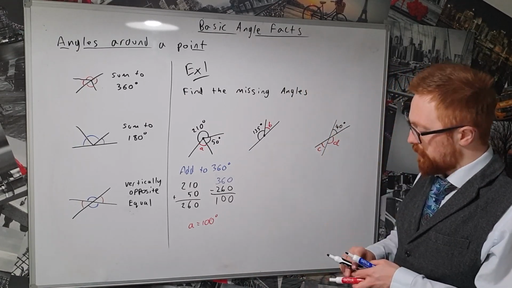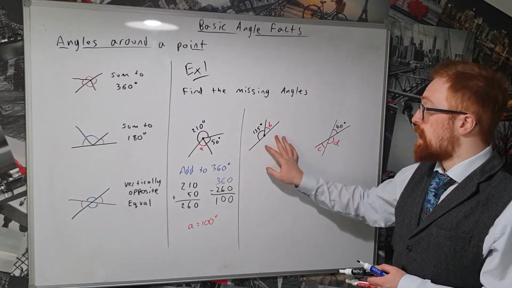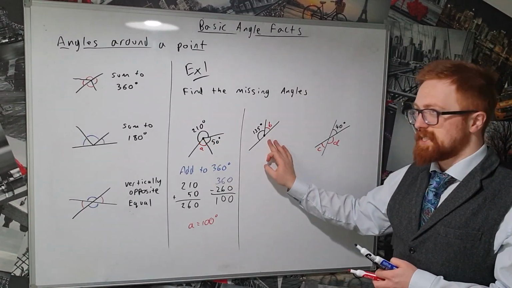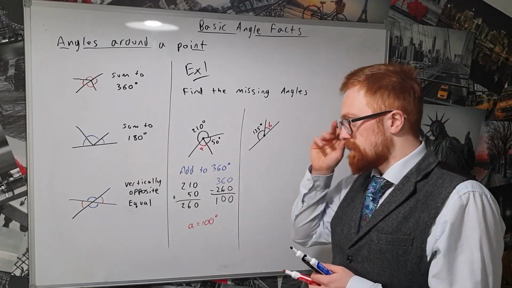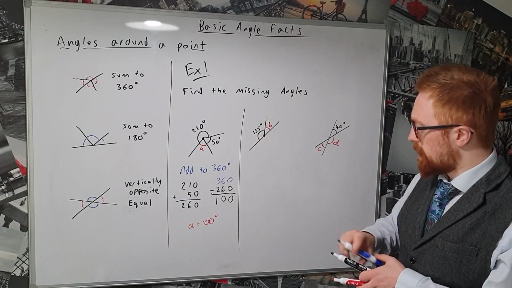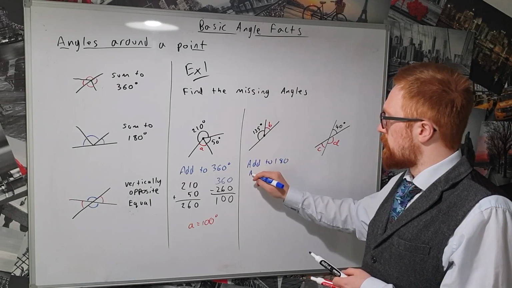Okay, let's have a go at the second one. This time, they're not angles around a point, they're angles on a straight line. So what must these add up to? Correct, 180. So it's worth just jotting down that they add to 180 because they're angles on a straight line.